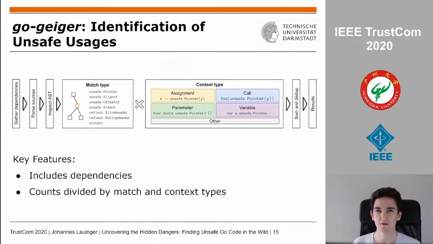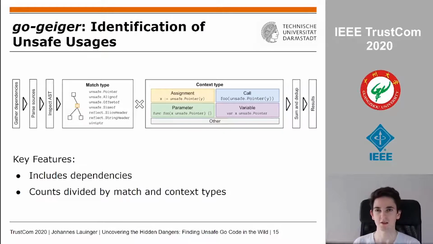We designed go-geiger as a tool to identify and count usages of the unsafe API in Go code. There is no analysis of the purpose or danger of these usages done by go-geiger. Its goal is to allow an effective manual auditing of unsafe usages by developers.